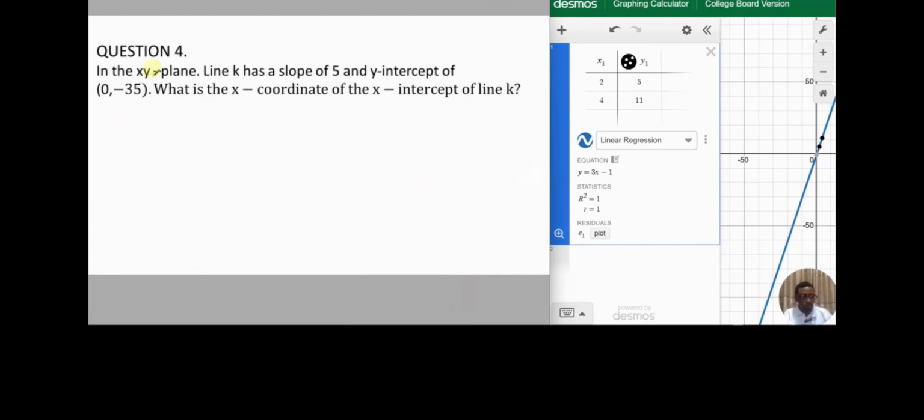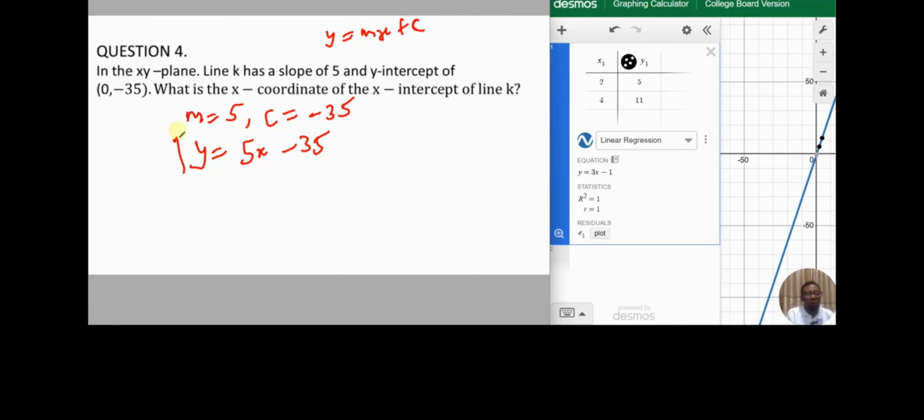Question number 4. In the xy plane, line K has a slope of 5, that's m equals 5, and y-intercept... You should remember that if you have y equals mx plus c, this c is called the y-intercept. So I can see my c is minus 35, so this will be y equals 5x minus 35.